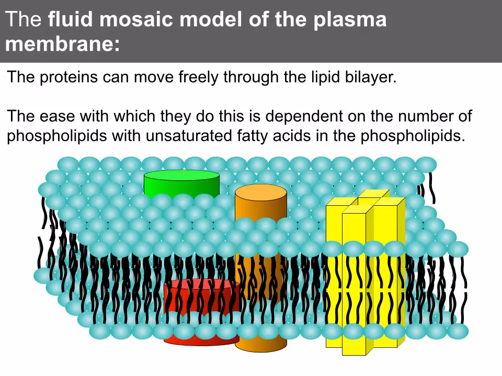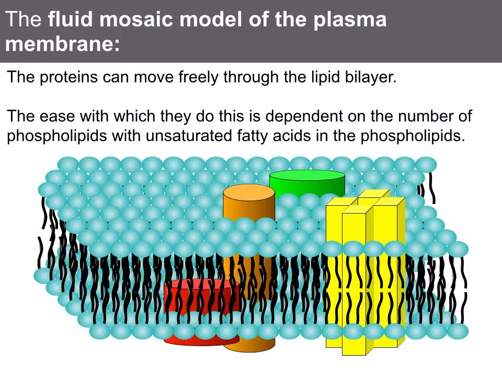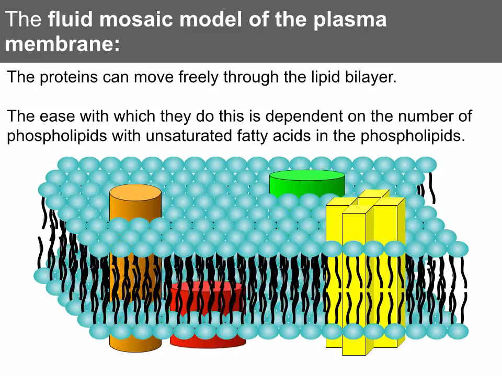So in the fluid mosaic model of the plasma membrane, the proteins can move freely within the lipid bilayer. The ease with which they do this is dependent on the number of phospholipids with unsaturated fatty acids. The more unsaturated they are, the more fluid it is.